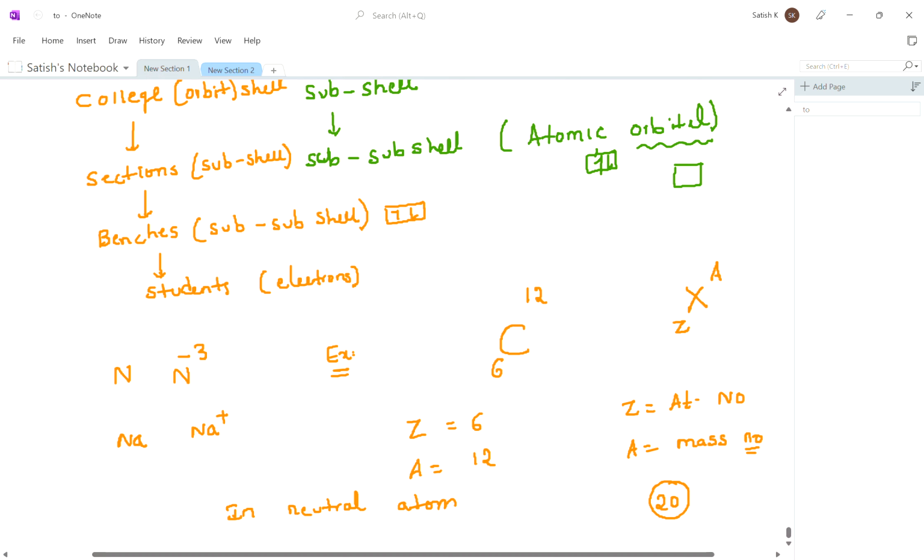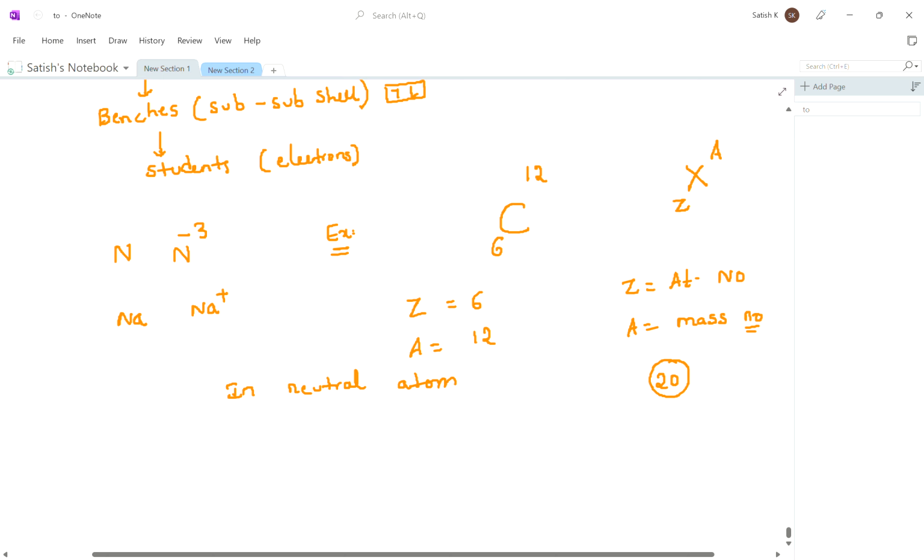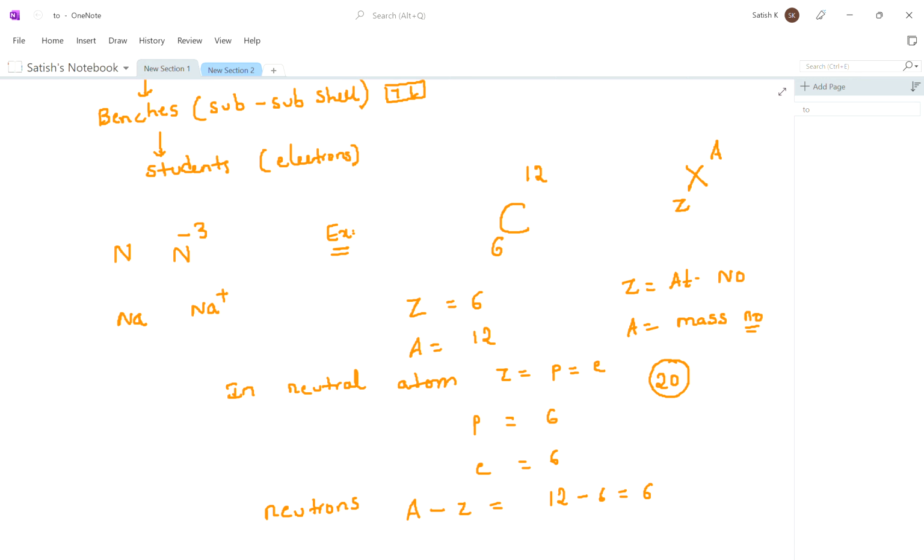So what I am trying to say here, see, in a neutral atom, Z equals the number of protons and electrons. What is the Z value? That is the number of protons, the number of electrons. Clear? Now, how to calculate the next part, neutrons? Very simple. A minus Z, 12 minus 6, 6. Like this we will get competitive questions. One particular element X having atomic number 6, so and so, they will give. And atomic mass, sometimes they may not give. We have to remember, and finally we have to calculate protons, electrons and neutrons.